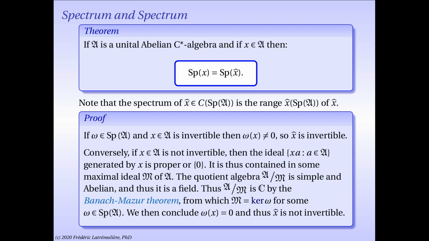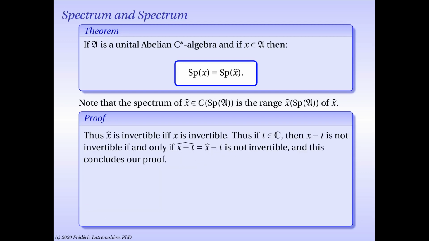So this is the crux of the proof. After that, it's fairly easy. We've proven that the Gelfand transform of an element x of your C-star algebra is invertible if and only if x is invertible. So the negation of this is that the Gelfand transform of an element is not invertible if and only if that element is not invertible.